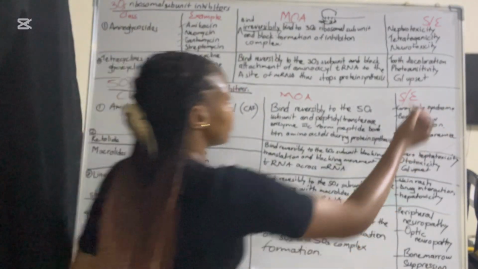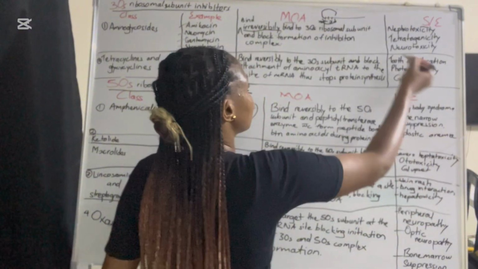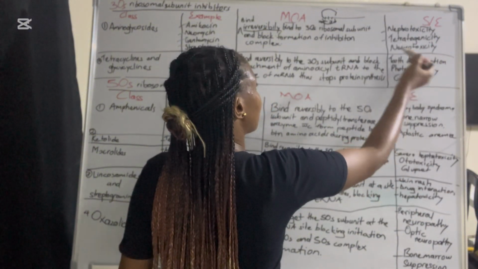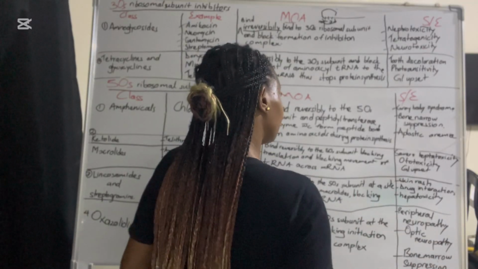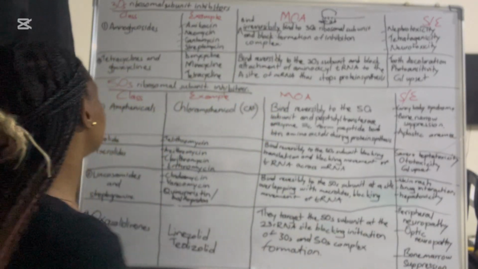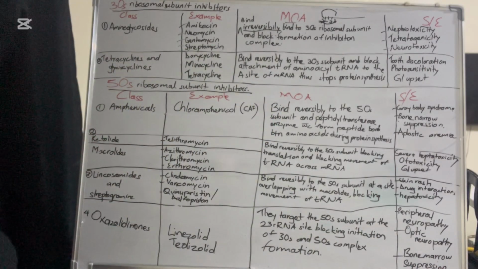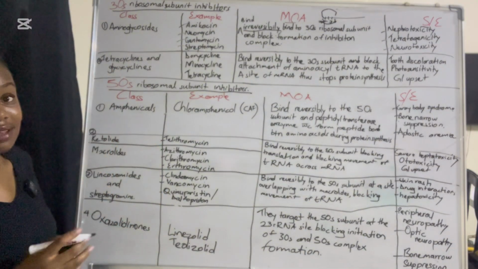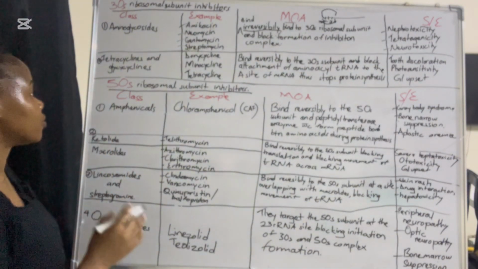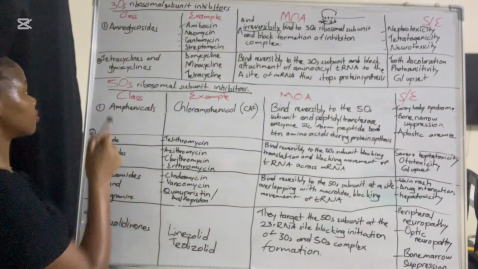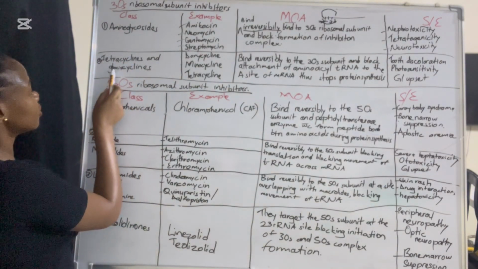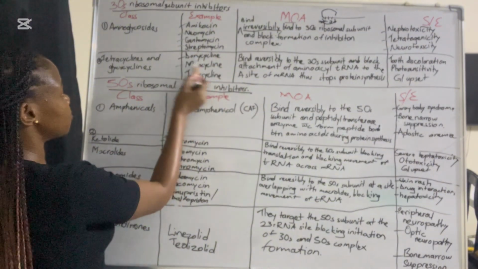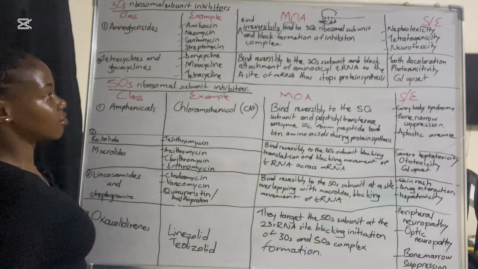What are some of the side effects? Some of the side effects we are having are nephrotoxicity, teratogenicity, and neurotoxicity. Our next class of drugs in the 30S ribosomal subunit are the tetracyclines. Tetracyclines are very common drugs and mainly are used for allergic reactions. Tetracyclines and glycocyclines, where we are having doxycycline, minocycline, and tetracycline.